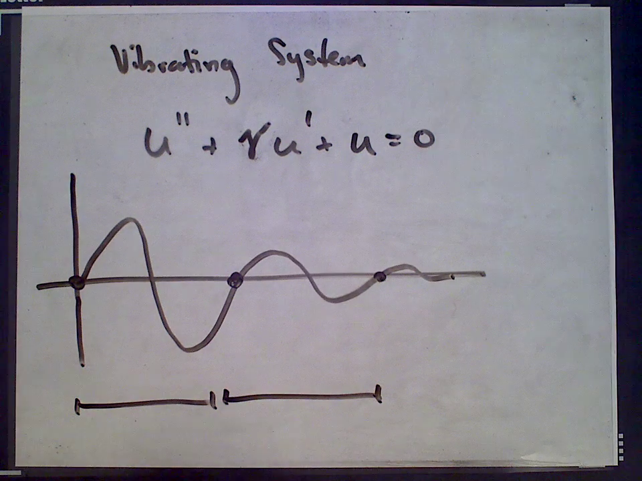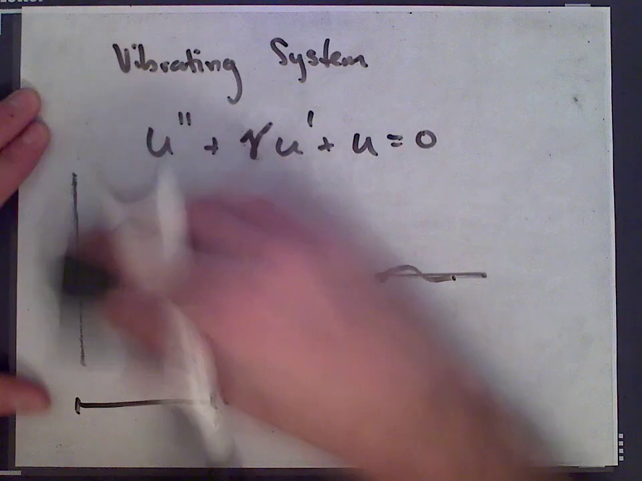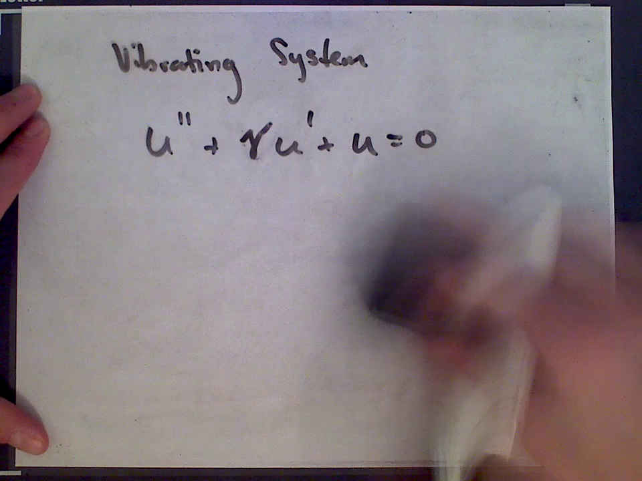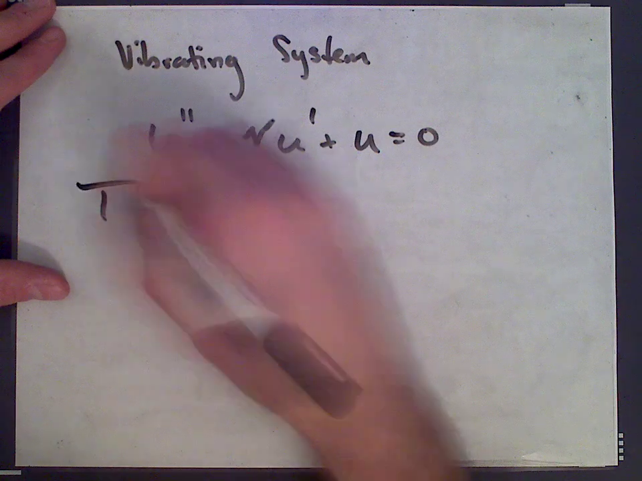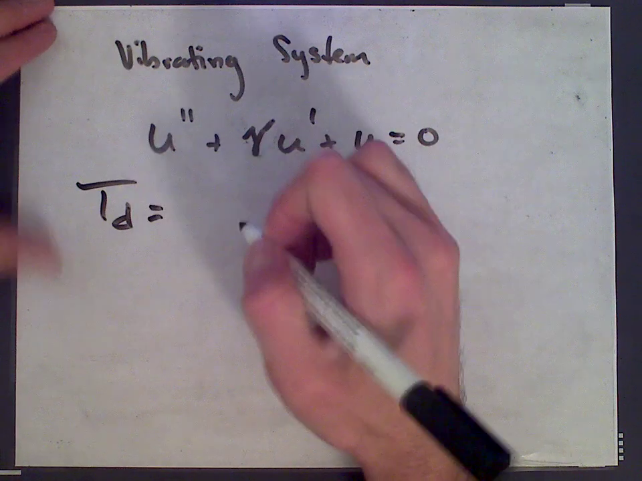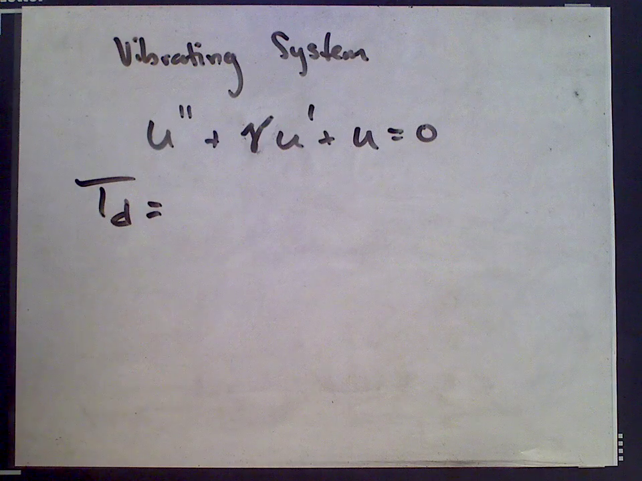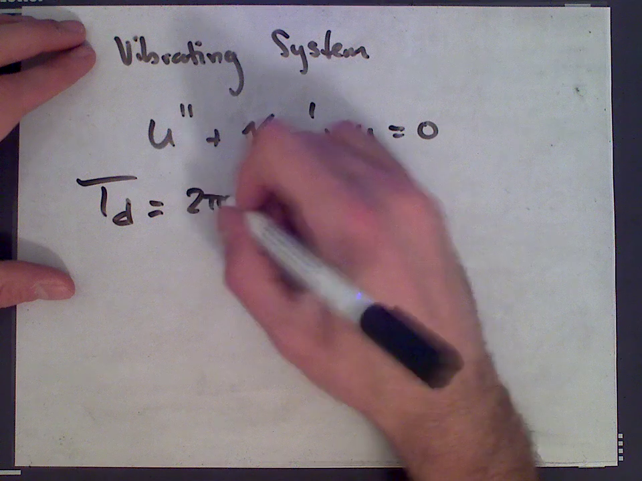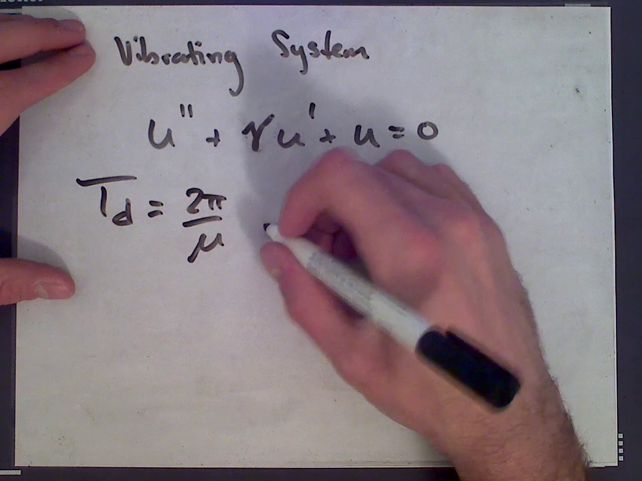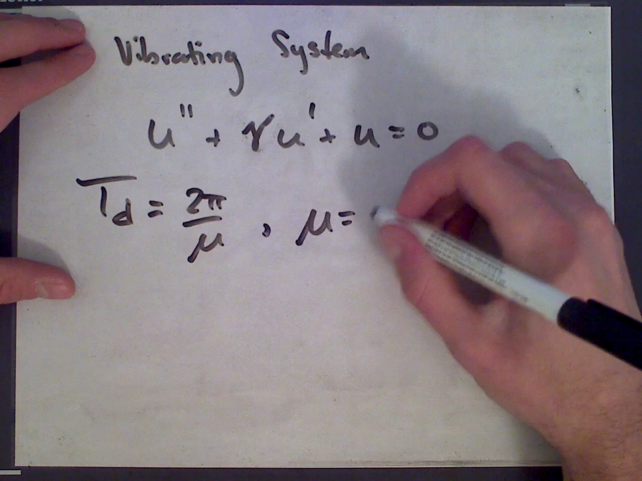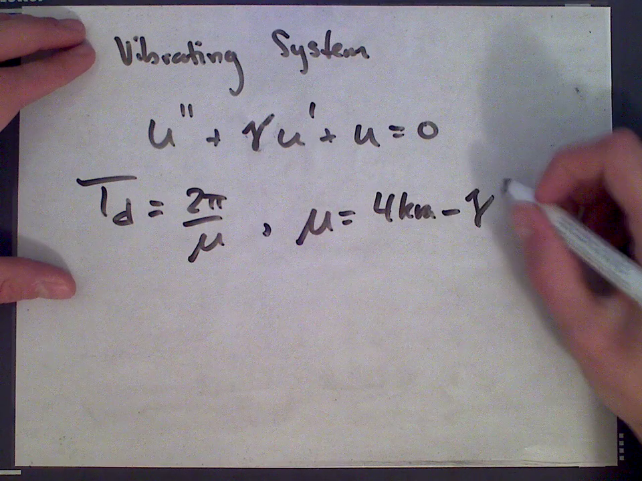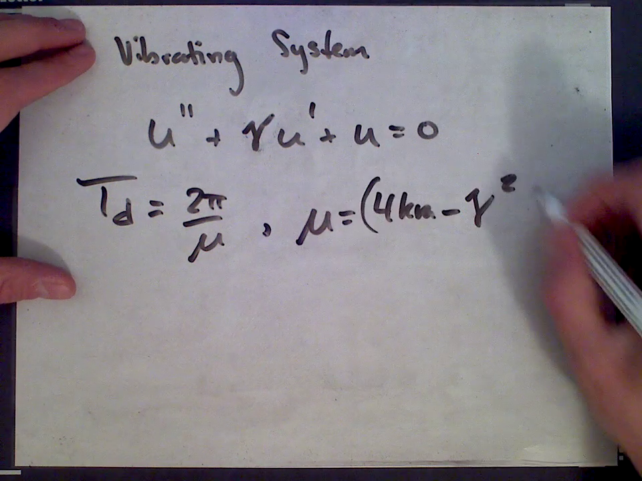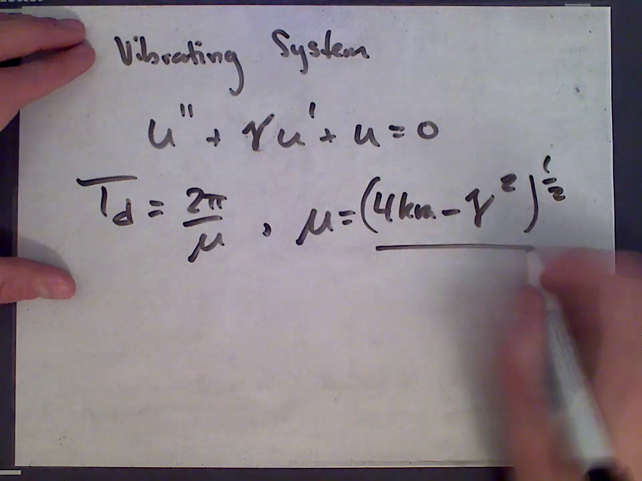So we want the quasi-period of the vibrating system here. The damped period, or the quasi-period, is 2 pi over mu, and mu is given as the square root of 4km minus gamma squared, divided by 2.